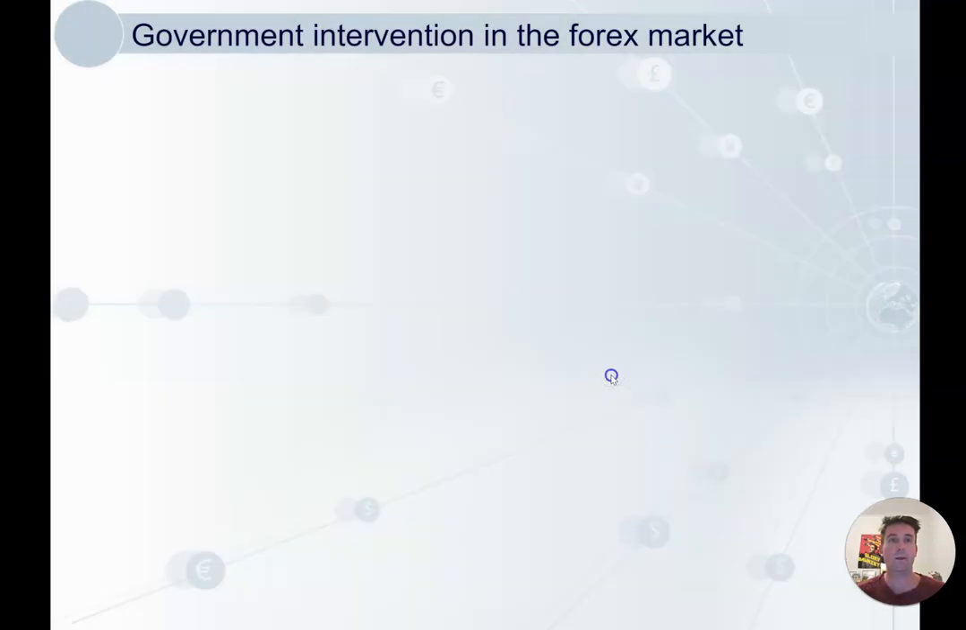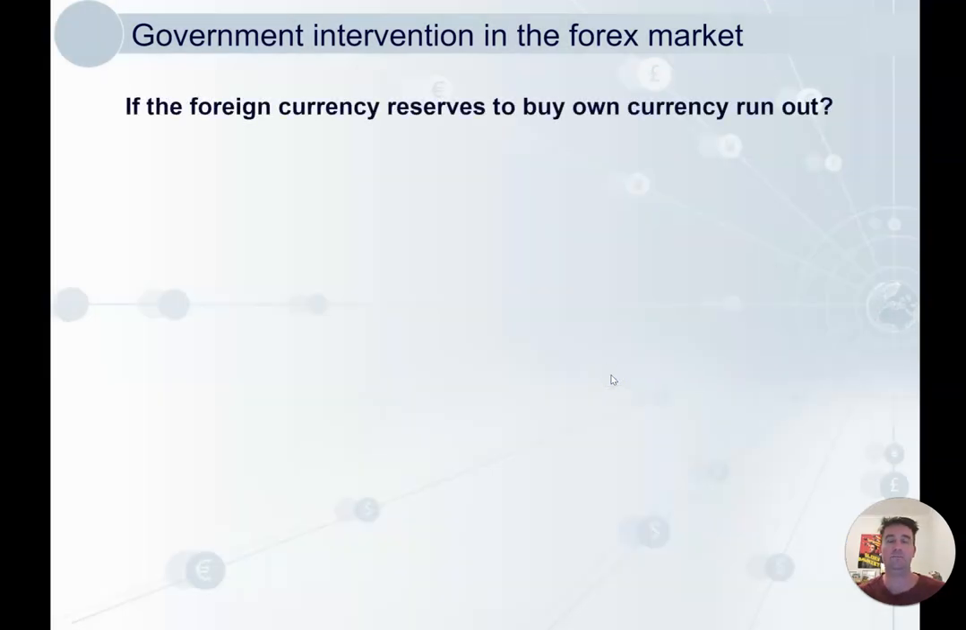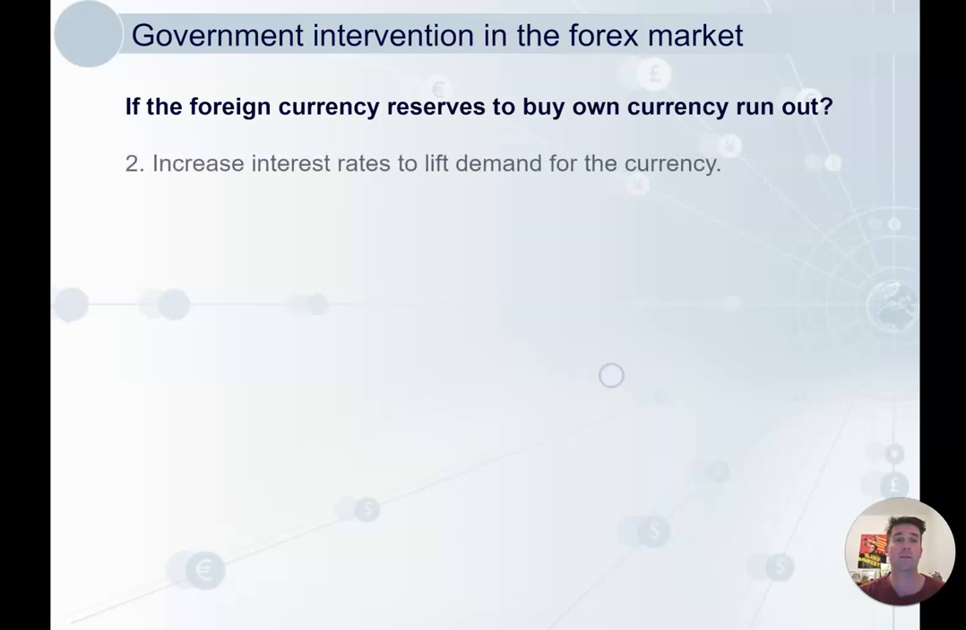Okay. Other actions they can take. We might not always have enough foreign currency reserves to buy our own currency. That's when it can run out. Obviously, we can always print more of our own currency to buy other currencies. That's easy. But our own currency, buying our own currency, we need foreign money to do that. So that can run out. So we need other options. What you could do is you could increase interest rates to lift demand for the currency, right?